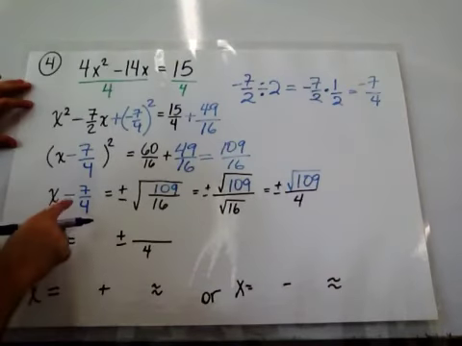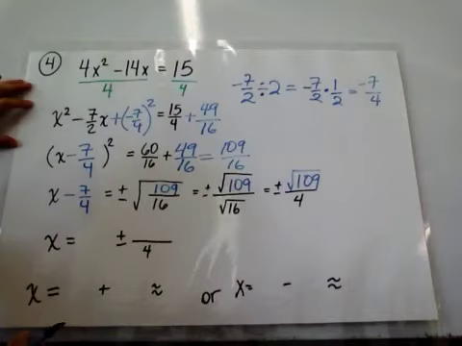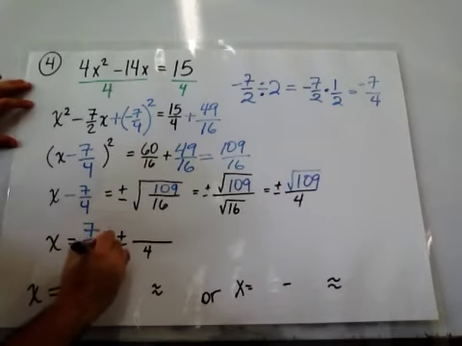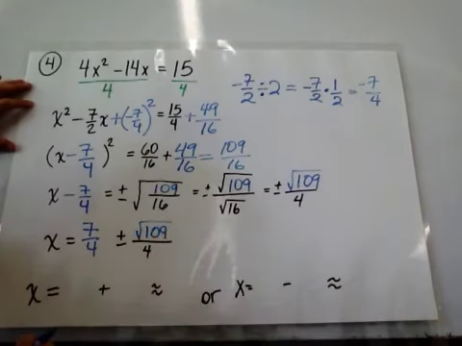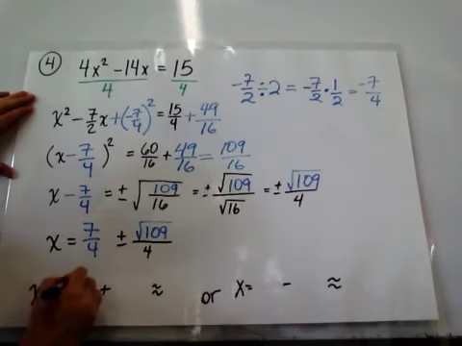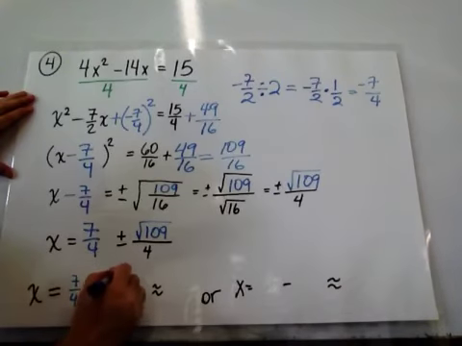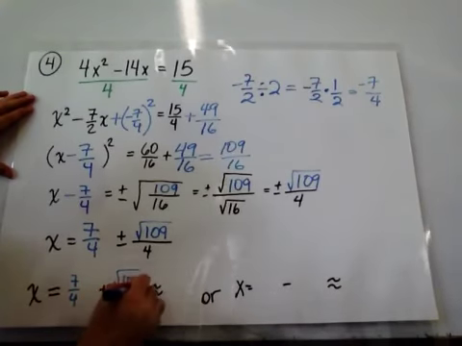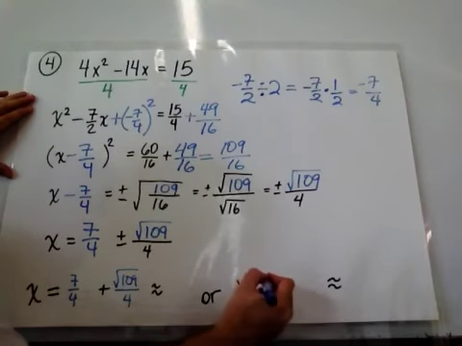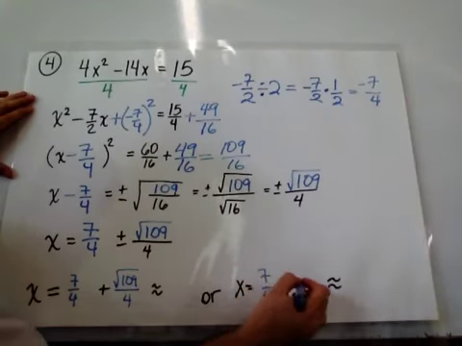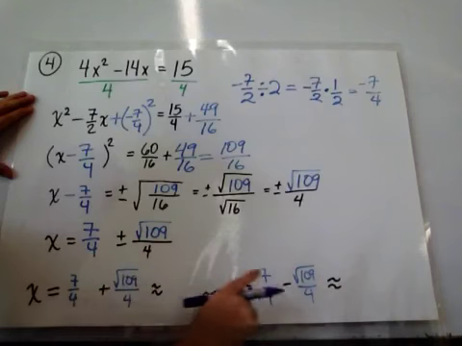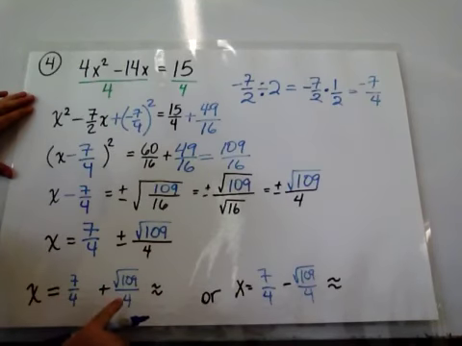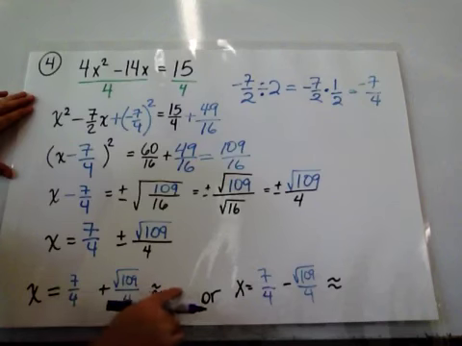So our solution, we add 7/4 on both sides. So that would be 7/4 plus and minus the square root of 109 over 4. That is two solutions. The first one using the plus, 7/4 plus the square root of 109 over 4, and 7/4 minus the square root of 109 over 4. Those are the two exact solutions. You go to your calculator, put this in, and you get the rounded answers.